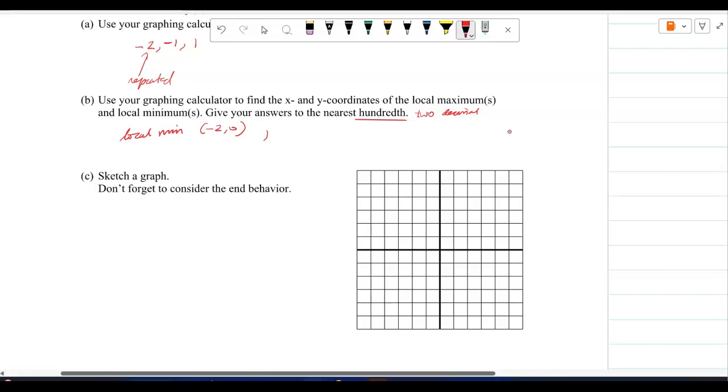What's the local maximum? Local maximum is minus 1.37, comma 0.348. Now tell me the local minimum. There will be 2 local minimums.